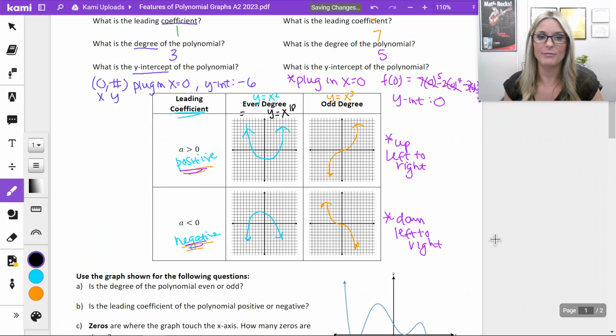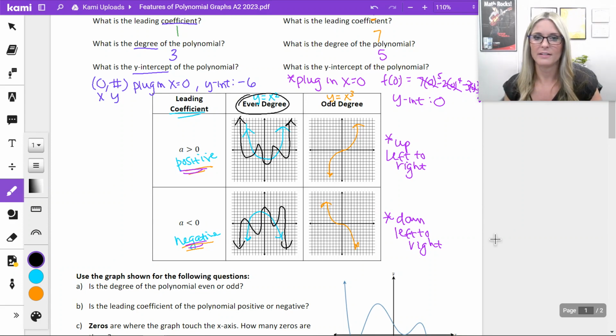We're going to have both of our arrows pointing up. There just might be some extra humps and bumps. So both arrows are still up. Just our polynomial might have some extra humps and bumps, okay? Same thing if our leading coefficient is negative, as long as we have an even degree, both arrows are down, we just might have some extra humps and bumps along the way.